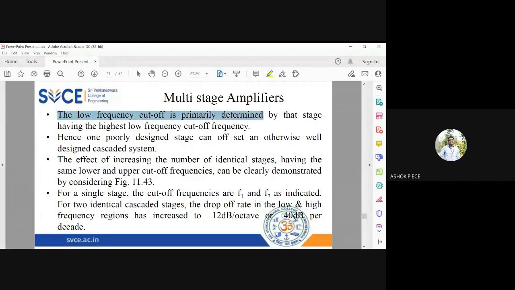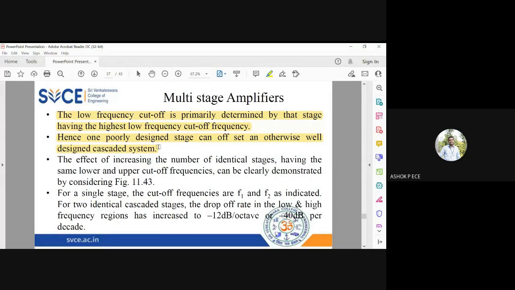The lower cutoff frequency is determined by the stage having the highest lower cutoff frequency. Because all the amplifiers are connected in cascade, even if one amplifier is not working well, or is very poorly designed, it is going to be a drawback for your system. One poorly designed amplifier can spoil the complete circuit. So care should be given to each and every amplifier stage when designing them.